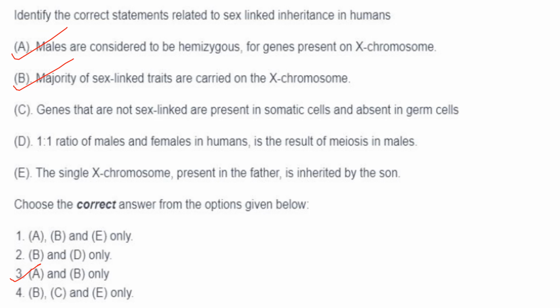Then, the single X chromosome present in the father is inherited by the son. I told you previously also, the single X chromosome present in the father is not inherited by the son. Only the Y chromosome is passed on to the son. Okay.